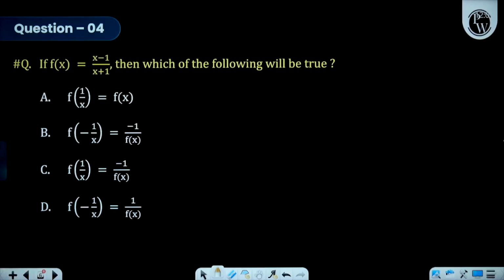Here it is saying that if f of x is equal to x minus 1 upon x plus 1, then which of the following will be true? These are the subsequent options that we have. Guys, you can pause the video and take around 1 minute to solve it.